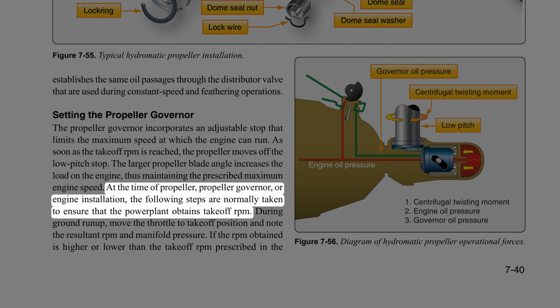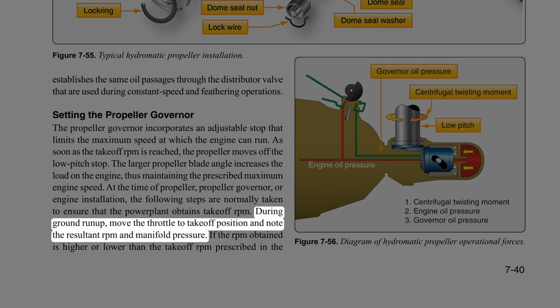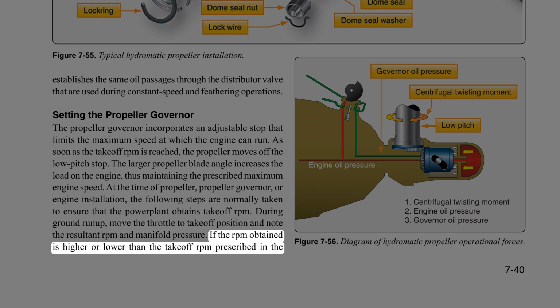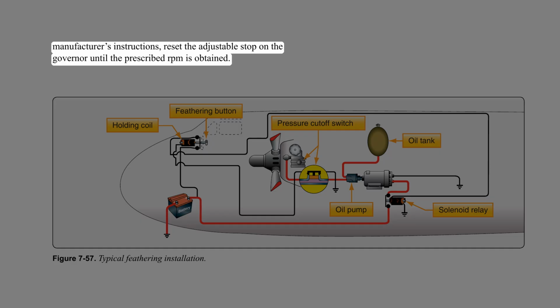At the time of propeller governor or engine installation, the following steps are normally taken to ensure that the powerplant obtains takeoff RPM. During ground run-up, move the throttle to takeoff position and note the resultant RPM and manifold pressure. If the RPM obtained is higher or lower than the takeoff RPM prescribed in the manufacturer's instructions, reset the adjustable stop on the governor until the prescribed RPM is obtained.